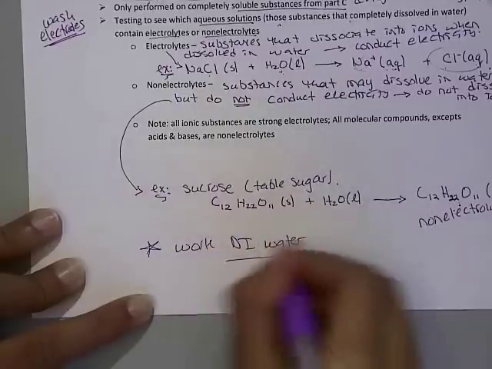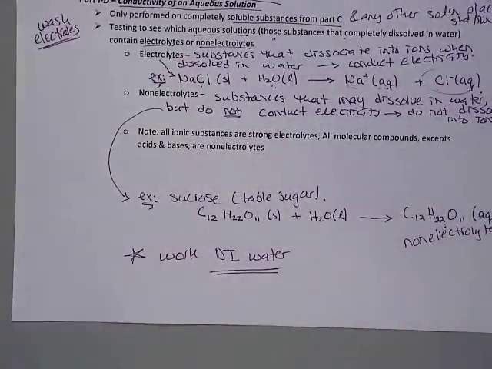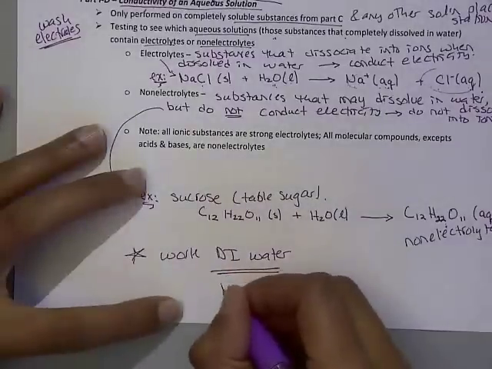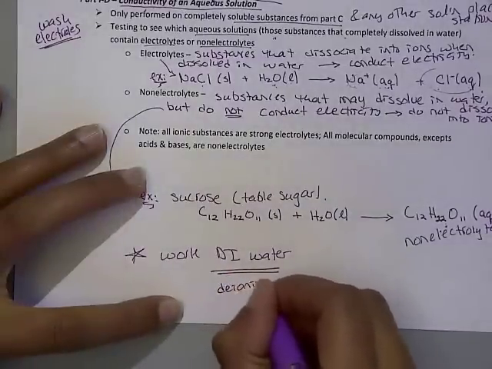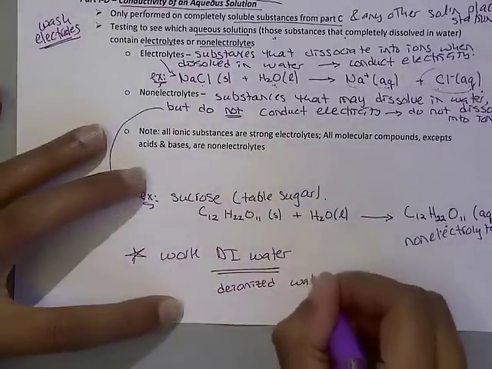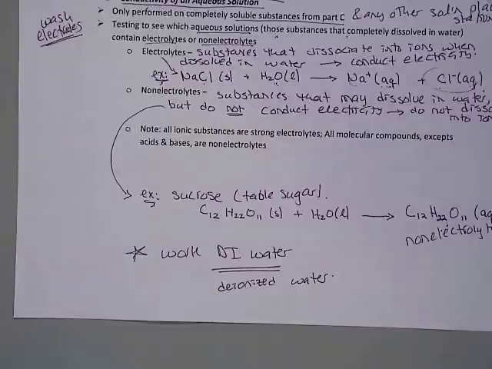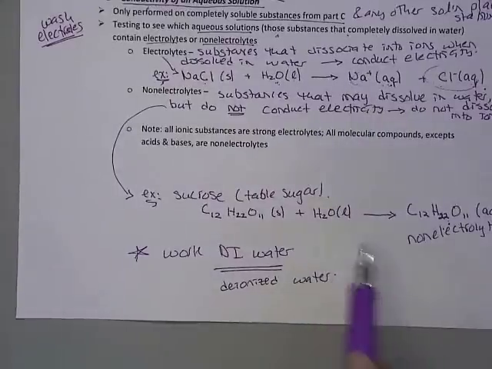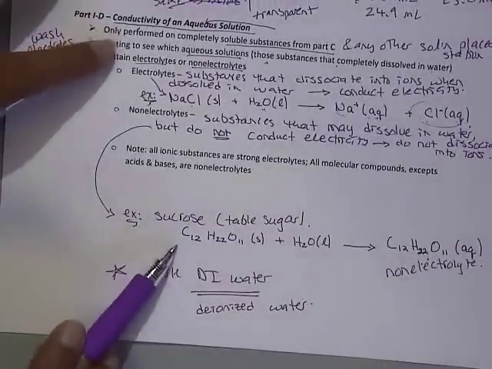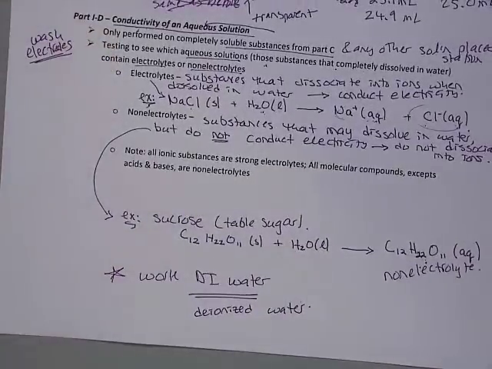And the reason is regular tap water has ions inherently floating around. DI water, DI stands for deionized water, meaning we've removed all majority ions from this water source. So therefore, when you're doing conductivity tests, you're really assessing whether or not a substance is truly conductive, if a substance is an electrolyte or not, a non-electrolyte.